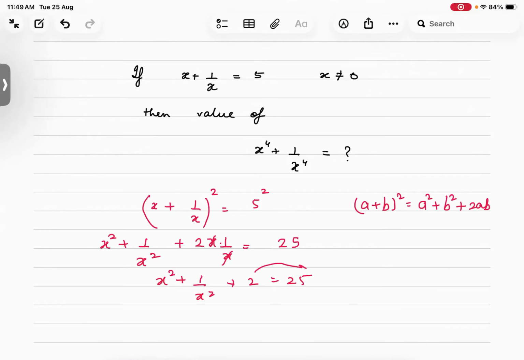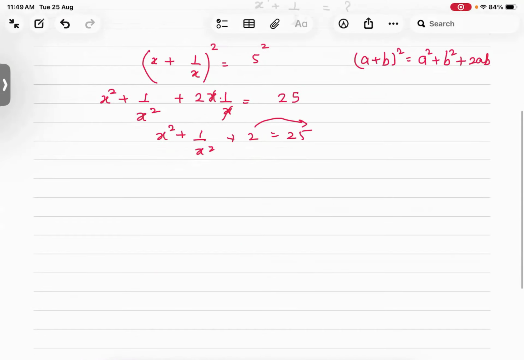Transpose 2 to the other side, it will be subtracted. So 25 minus 2 will be 23. So x squared plus 1 by x squared is equal to 23. Now this is the value of x squared plus 1 by x squared. They might give you questions in which they can ask you what is x squared plus 1 by x squared or x to the power 4 plus 1 by x to the power 4. If they ask for this, we get the answer for x squared plus 1 by x squared.